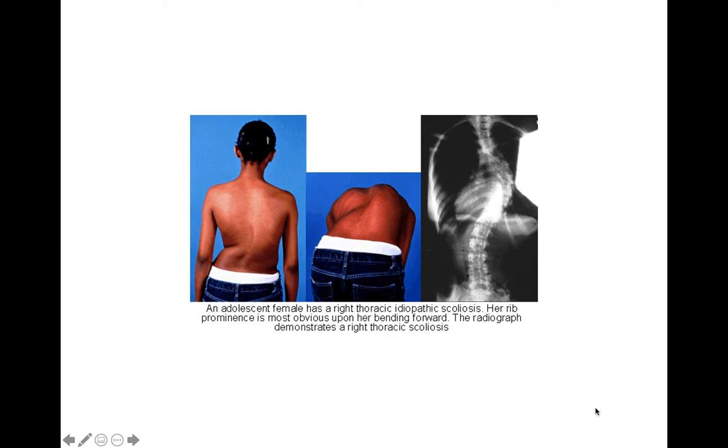This individual has scoliosis, and it kind of looks like she's giving attitude and jutting out one hip, when in fact, if you look on the far right, that is the x-ray of her spinal column, and it's curving to the right and then back to the left. That is obviously not normal.